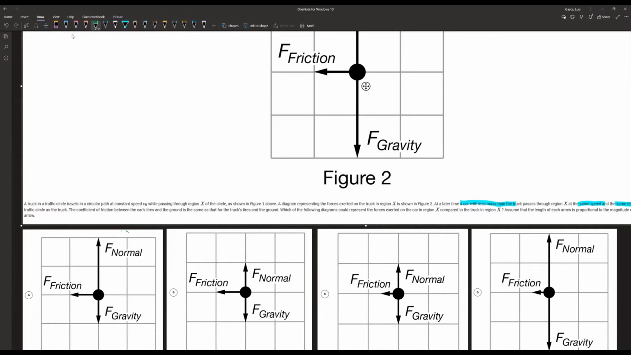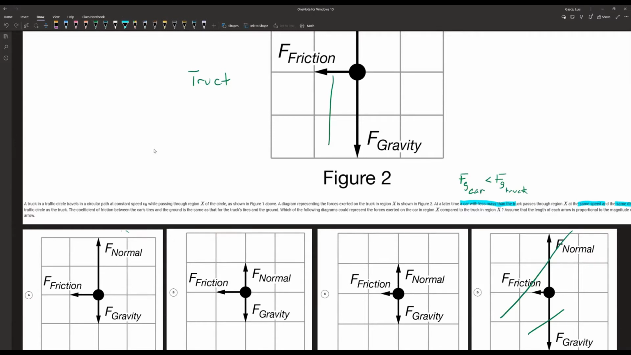Okay, alrighty, so let's go ahead and see here. We are told that the car has less mass than the truck. So the force due to gravity of the car is going to be less than the force due to gravity on the truck. So in the first scenario for the truck, it was 2 squares of length. So we cannot have 2 squares of gravitational force, okay?